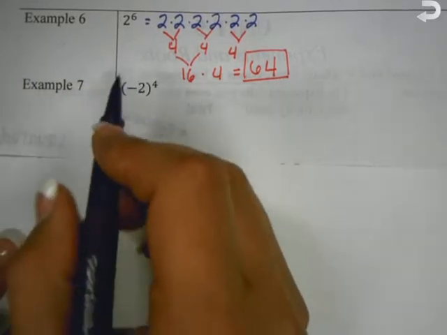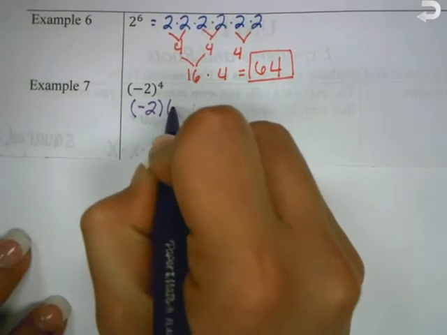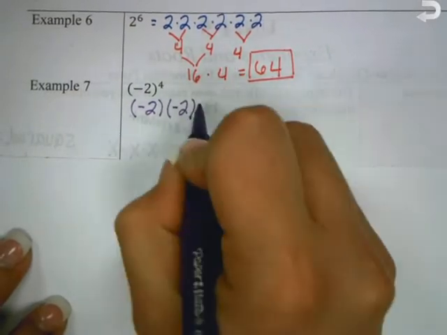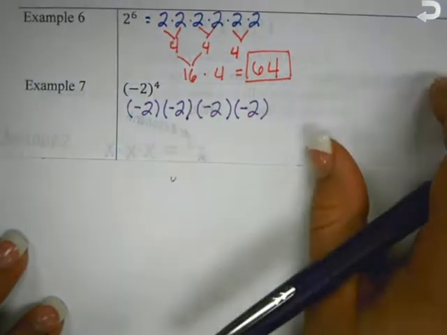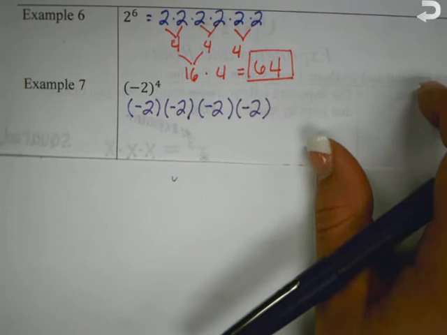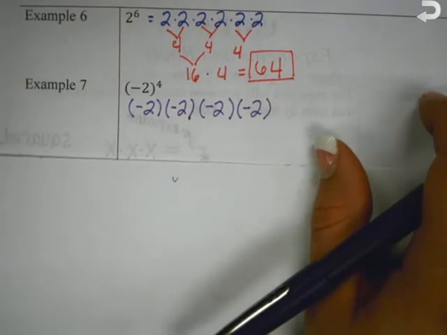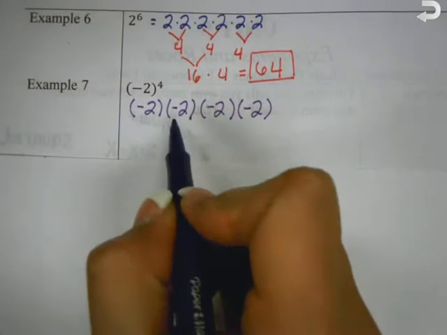Let's take a poll really quick. Raise your hand if you think my answer will be positive. Raise your hand if you think my answer will be negative. Okay, let's see who's right. What is -2 times -2? Positive 4. -2 times -2? And what is positive 4 times positive 4? Positive 16. I was right.